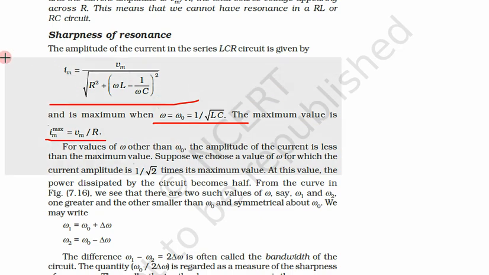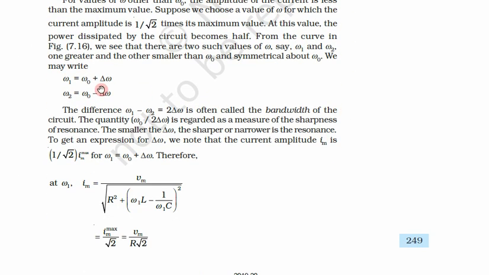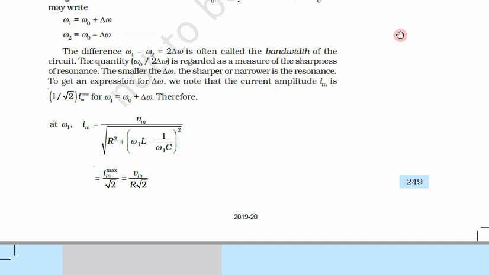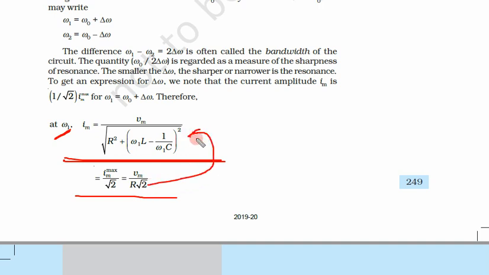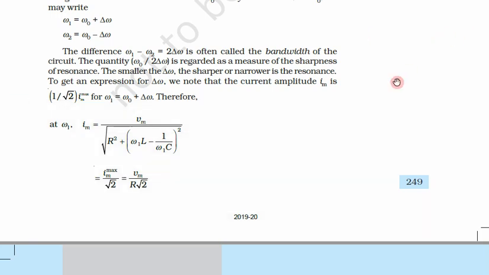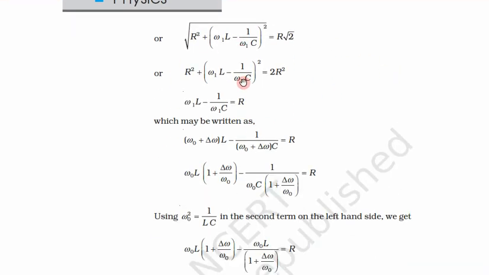Now we consider two different points, omega 1 and omega 2, at which the value of current is 1 by root 2 of this maximum value, and we put omega is equal to omega 1. This is the value of current at omega is equal to omega 1, and at that value current is 1 by root 2 of maximum value, and this is Vm by r root 2. Equating this denominator with denominator, so we equate the denominator, and after that we get this formula.